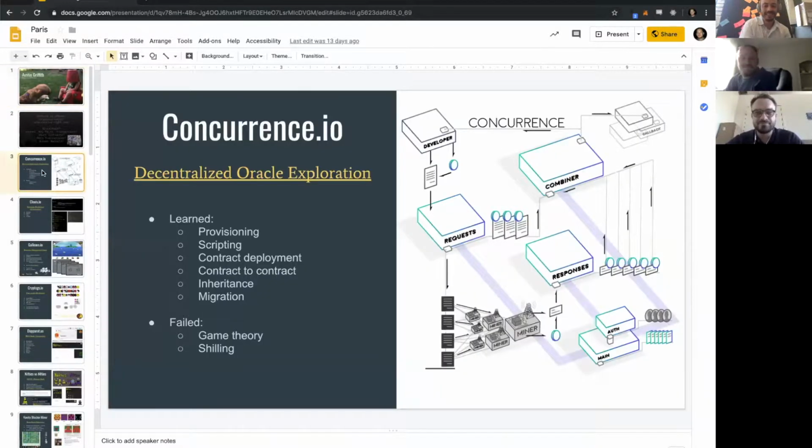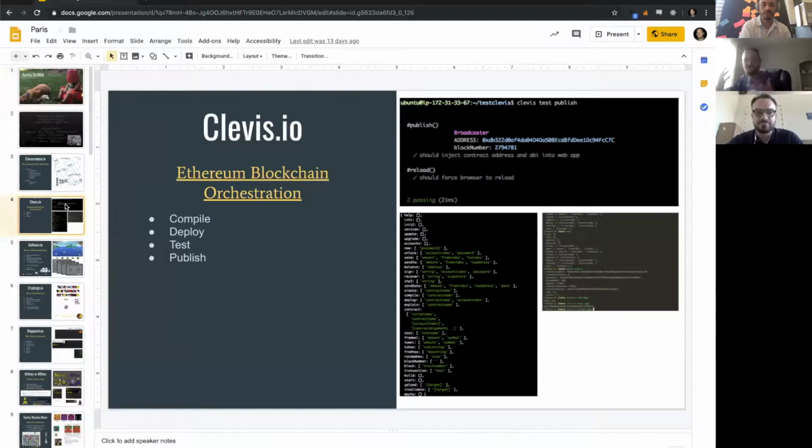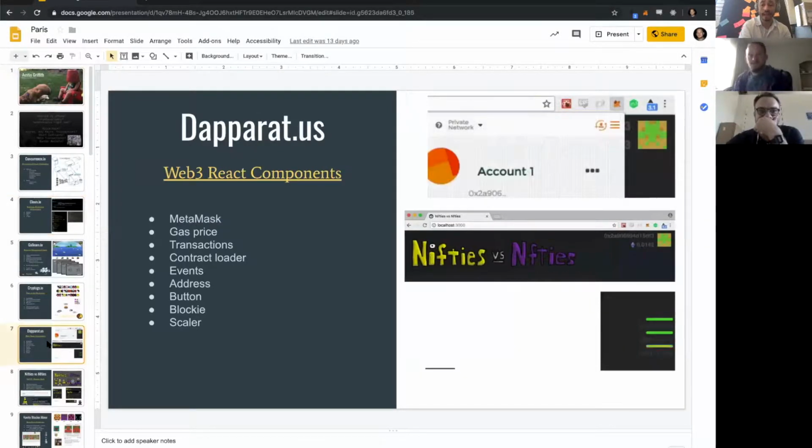The first thing I worked on was Concurrence. It was a decentralized Oracle, and I realized pretty early into it that I did not have the chops for that. It was a very heady project. I knew that it needed to happen in this space, but I was not the person to do it at the time. But I learned a lot, and I learned how to orchestrate a lot of stuff, and that's where Clevis came from. It's a command line orchestration that allows me to compile, test, and deploy smart contracts, but it also injects it into my front end.